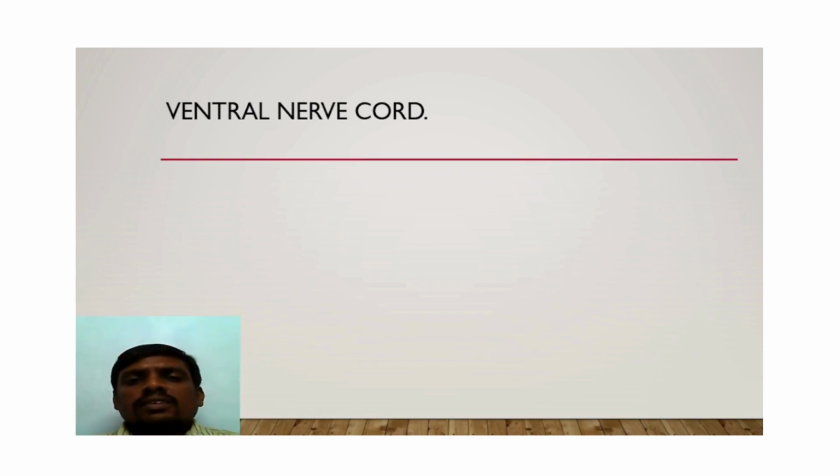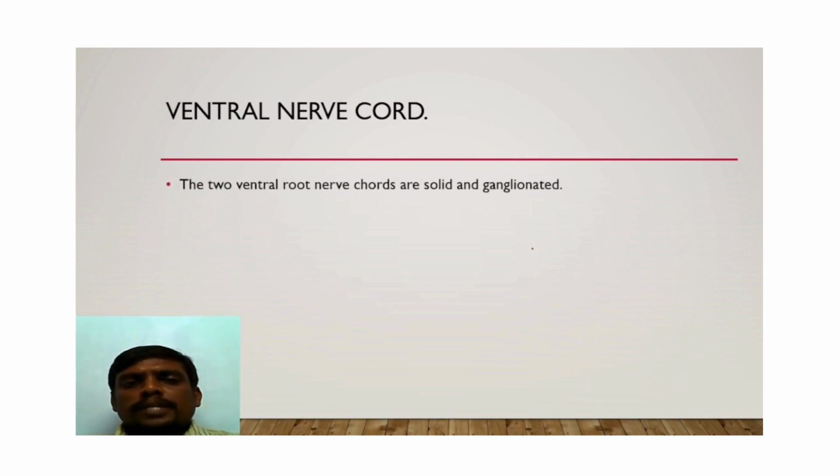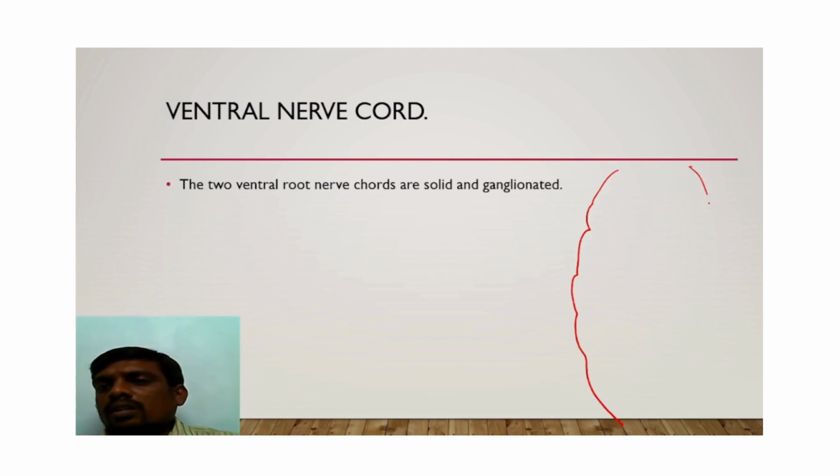Now let us learn the ventral root nerve cord in the cockroach nervous system. It is made up of two ventral nerve cords which are solid and ganglionated. Now let me draw a rough sketch for understanding how these ventral nerve ganglia look. If you carefully see, they are double walled.